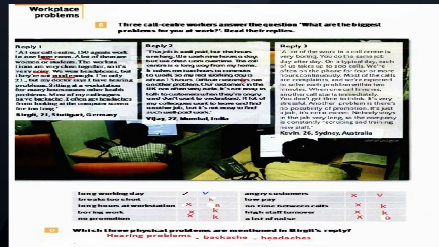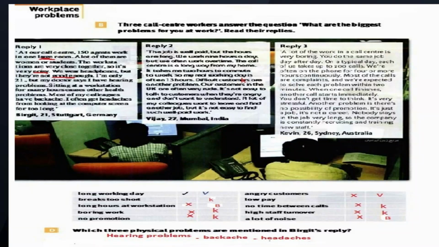I read the first reply for you. Listen now. At our call center, 150 agents work in one large room. A lot of them are women or students. The workstations are very close together, so it's very noisy. We wear headphones, but they're not good enough. I'm only 21, but my doctor says I have hearing problems.